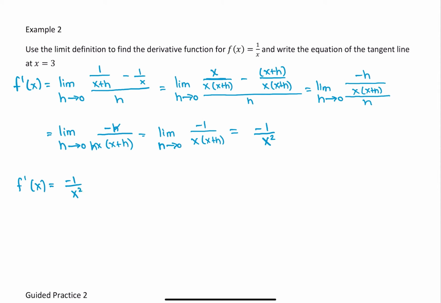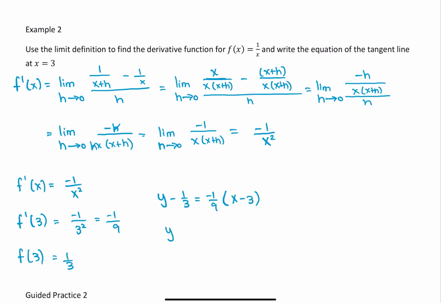And we want to write the equation of the tangent line at x equals 3. So then f prime evaluated at 3 is negative 1 divided by 3 squared, which is negative 1/9. And so if we're going to write the equation of the tangent line, we also need the point that is on the line. And so we know f of 3 is 1/3. So y minus 1/3 is equal to negative 1/9 times x minus 3.